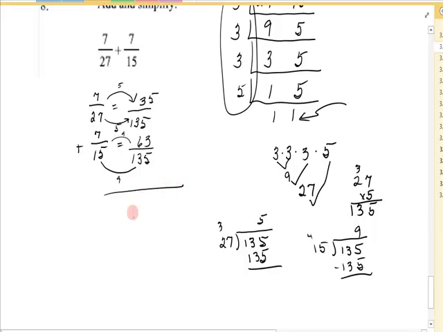I am adding. I keep the denominator of 135. And I add 35 and 63. 5 and 3 is 8. 3 and 6 is 9. 98 over 135. And I can't reduce it. I'm showing all of my work on these problems.